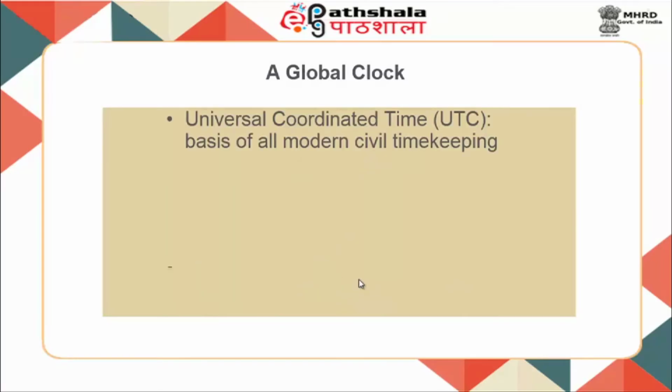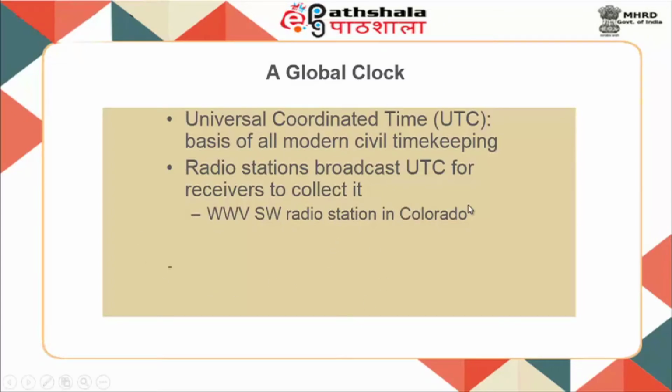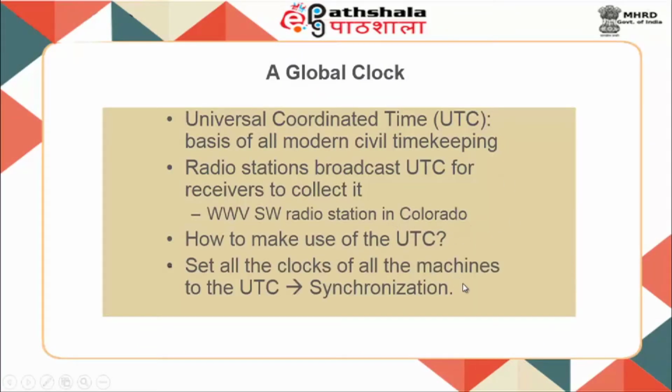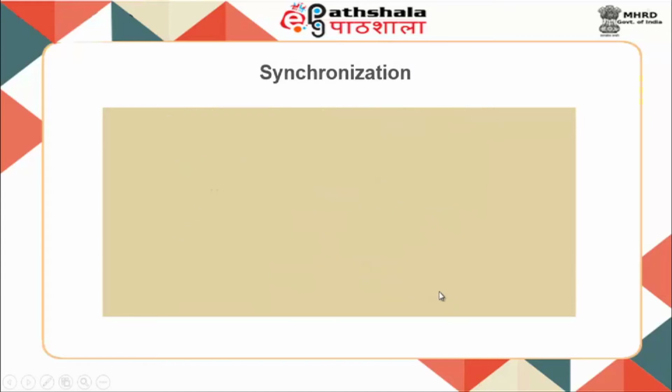Coordinated Universal Time, or UTC, is a global time that is maintained with an atomic clock, and the value of this clock is available even over a broadcasting station. So, anybody having a receiver is able to easily receive the value of this atomic clock or UTC and synchronize their clocks. So, how do we make use of this? We use UTC to synchronize our clock.